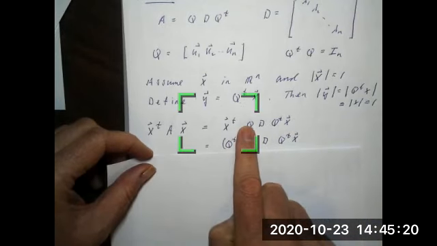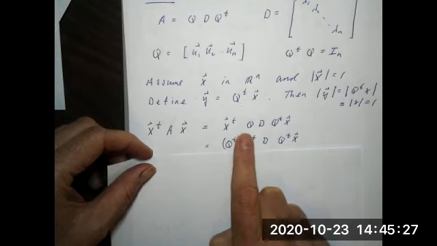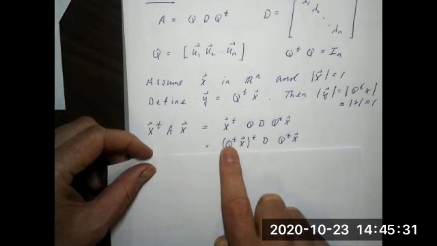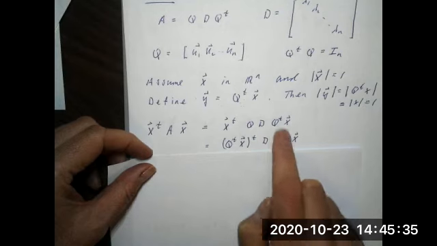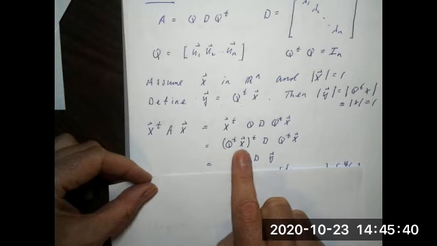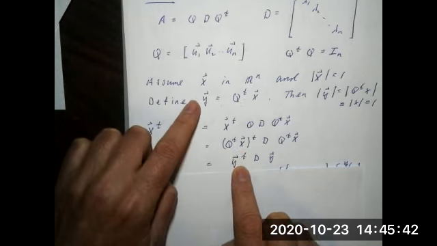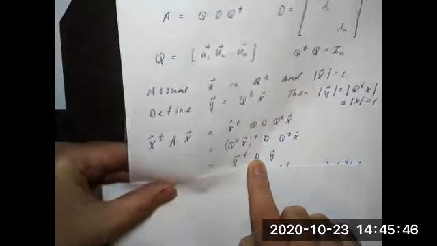Now x transpose Q is the same as the transpose of Q transpose x, because if I took the transpose of this quantity, I would take the transpose of x times the transpose of Q. Here we have Q transpose x. Q transpose times x is just y. So I have y transpose D y.